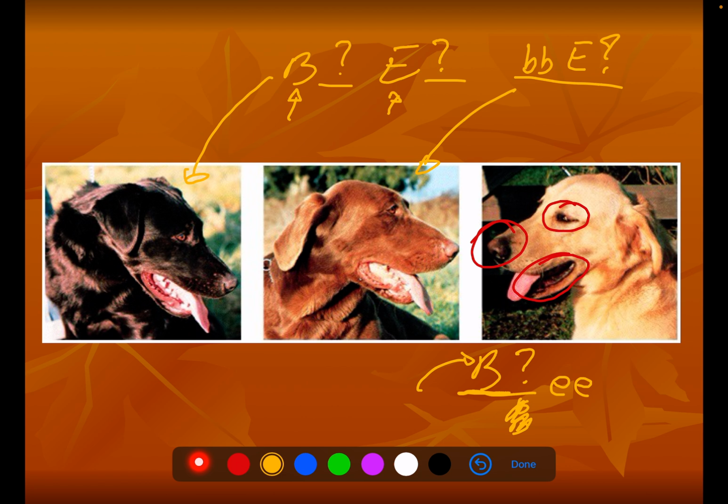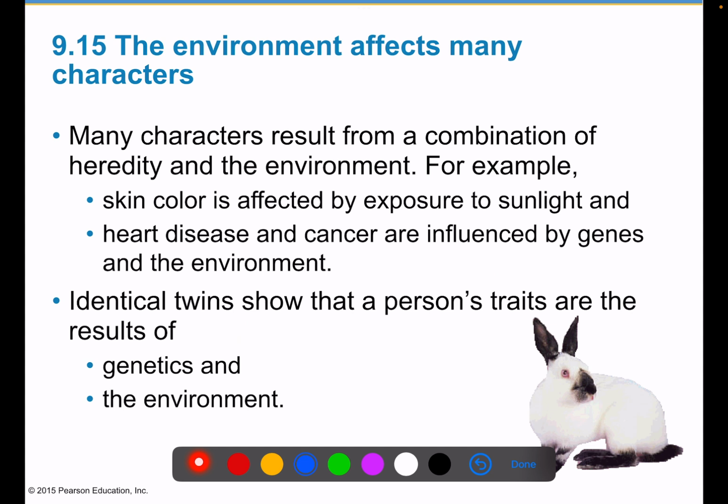And I say that because notice that in the case of the chocolate, the nose is brown. There is no black on the lip liner. There's no black on the eyeliner. So this one's clearly little b, little b. No ability to make black because they don't carry it. All right, good stuff. Share that with your vet. Share that with people out in the street that have labs. It's a cool talk. It's a good way to meet people.